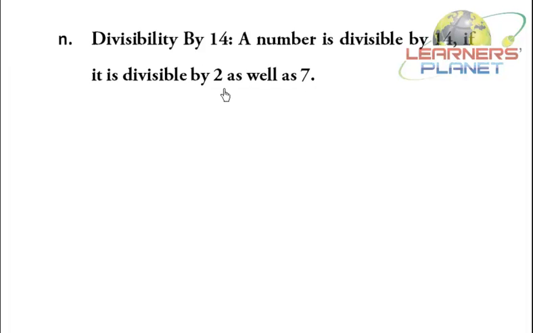Now why have we taken 2 and 7? Since we have already discussed, we have to choose the factors which are co-prime to each other. So 14's factors are 2 and 7, and these factors are co-prime to each other. So if the given number is divisible by these factors individually, then the number will be divisible by 14.